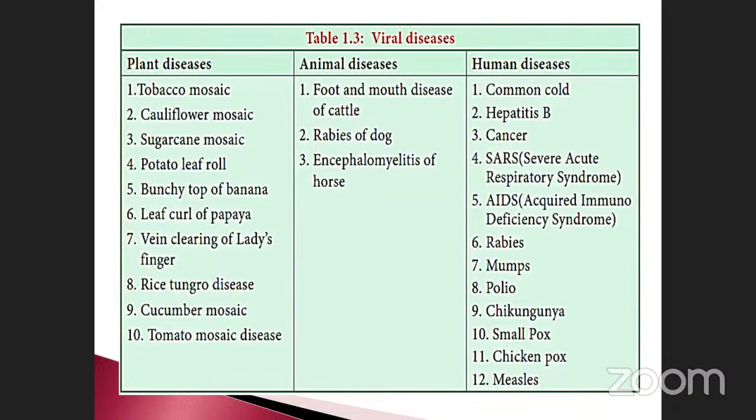Cauliflower mosaic virus, sugarcane mosaic virus, potato leaf roll disease, bunchy top of banana, leaf curl of papaya, vein clearing of ladies' fingers, rice tungro disease, cucumber mosaic, tomato mosaic disease. These are all plant viruses, isn't it? But compared to the others, think about the cauliflower mosaic virus. CMV. TMV, tobacco mosaic virus, isn't it?